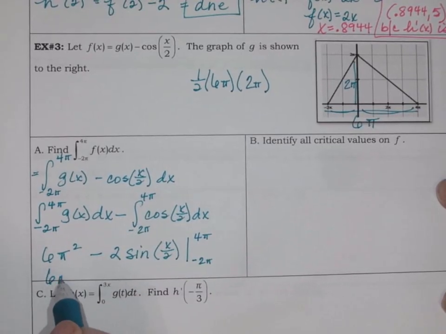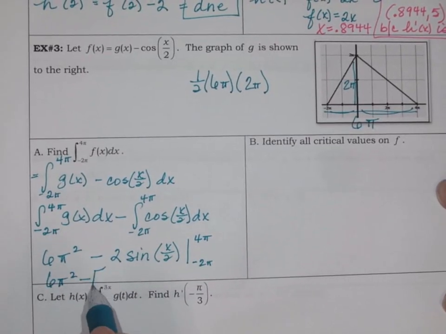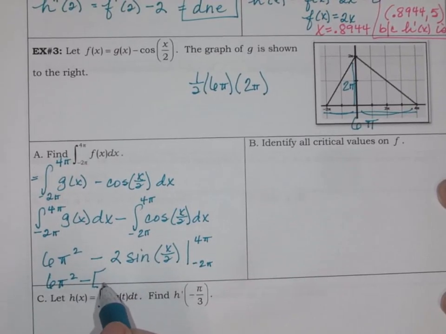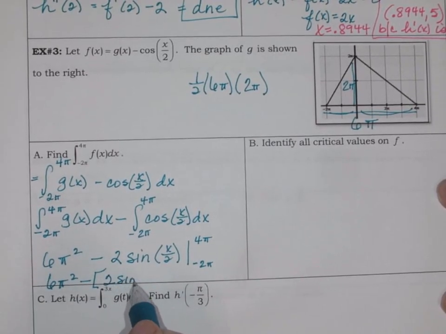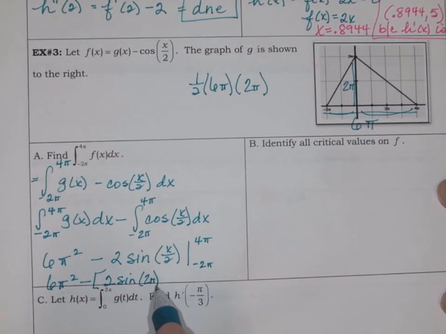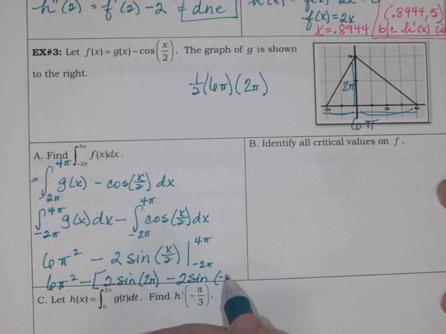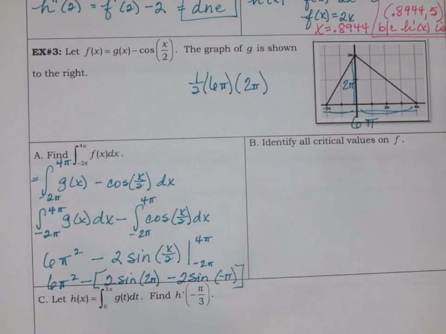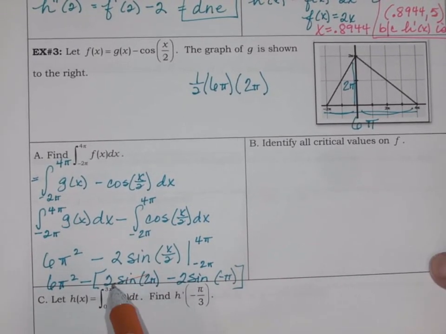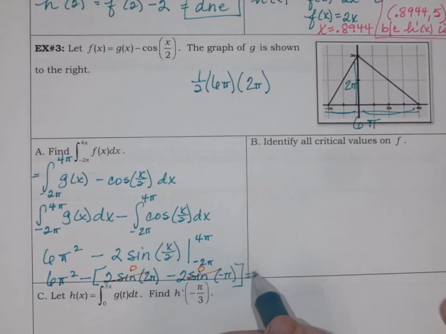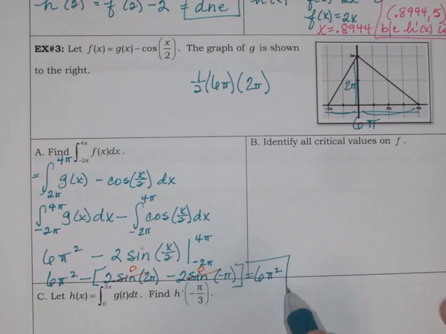Okay, so we have 6 pi squared minus, remember when we do this, top bound goes in first, so it will be 2 times the sine of 2 pi minus 2 times the sine of -pi. Now, the good news is both of these guys are 0. That's 0, that's 0. So my final answer is just going to be 6 pi squared.